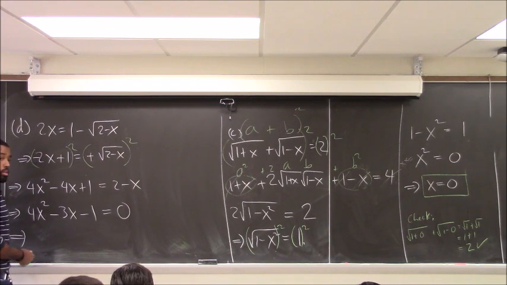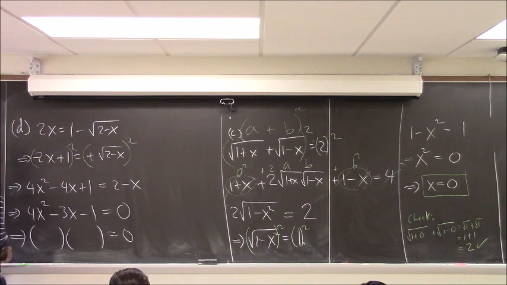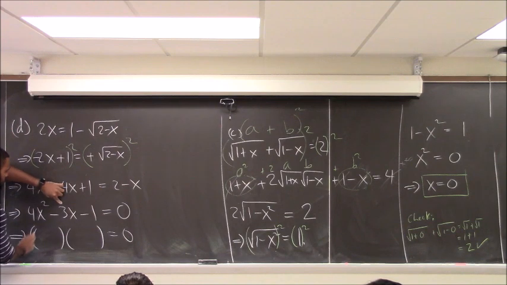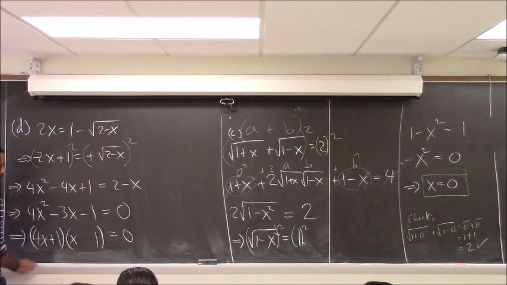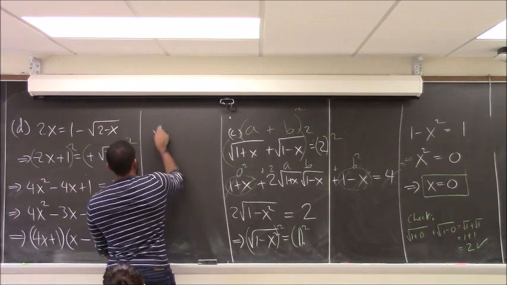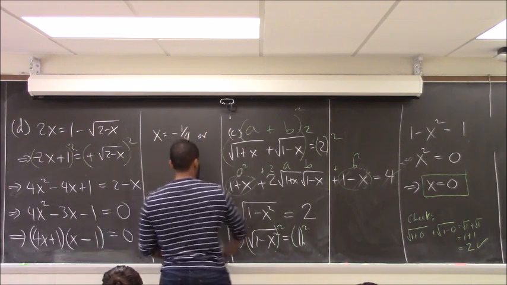What about this? How would you solve this? Does it factor? Into what? To get a 3, I probably need a 4 and a 1. And to get the 1, I need 1s here, so I have 4x and 1x. Can I get to a -3? Make sure it's a +1 and a -3. -4. That will give me the -3. So that factors. So now we have x is equal to -1/4 or x equals 1.